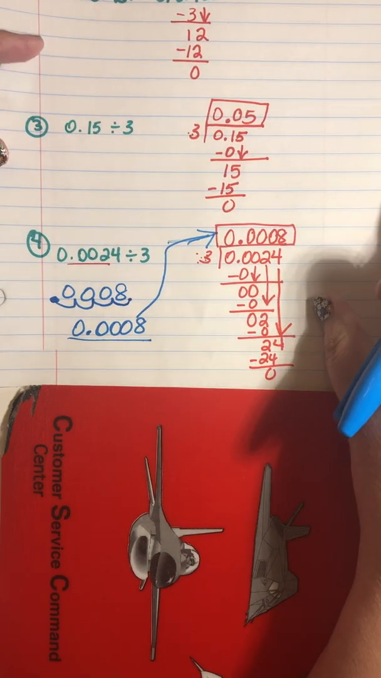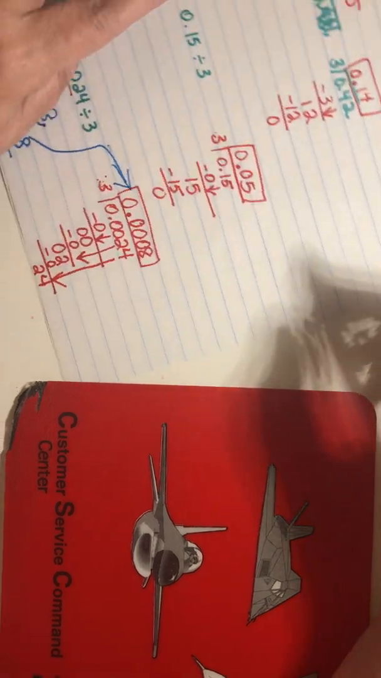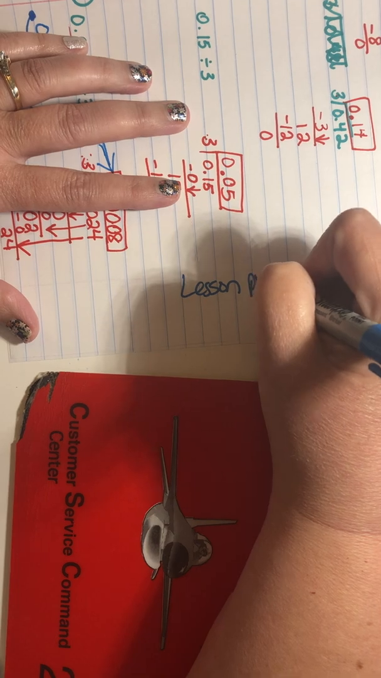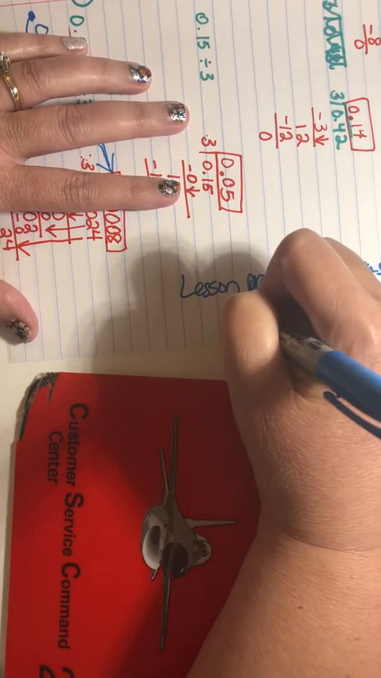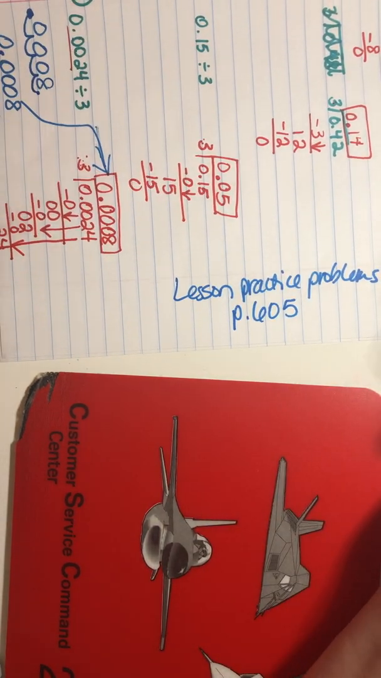Okay. The practice problems for this lesson, let's see, I'll write it over here. Lesson practice problems are on page 605. And it's A through M on those.